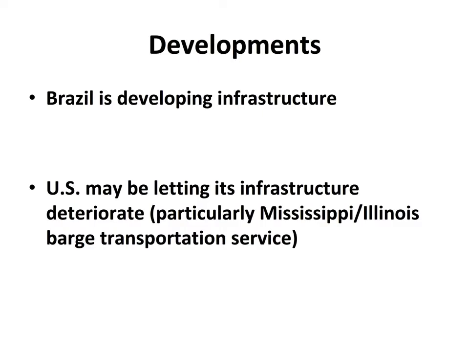Those costs will have impacts on the competitiveness of Brazil versus the U.S. in soybean trade and agriculture in general. And as we're moving forward in time, what we generally see is that Brazil is developing its transportation infrastructure, and the U.S. may be letting that transportation deteriorate, particularly as it relates to the Mississippi-Illinois barge transportation system. I'm going to, on the next two slides, talk about that a little bit, and then we'll end with just a little bit of discussion on the implications that has for agribusiness.